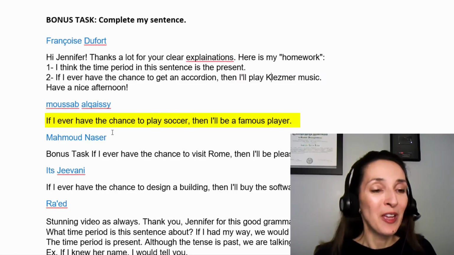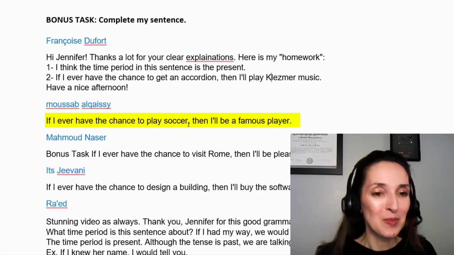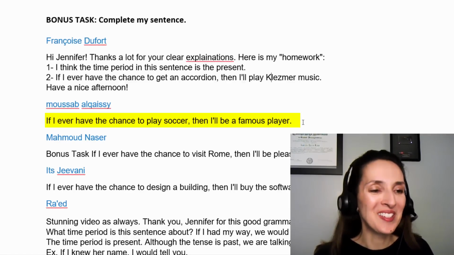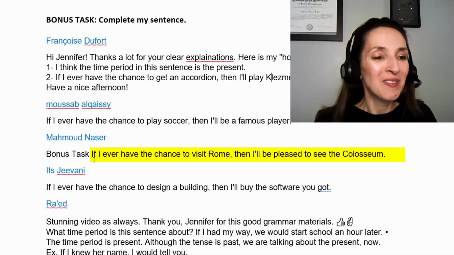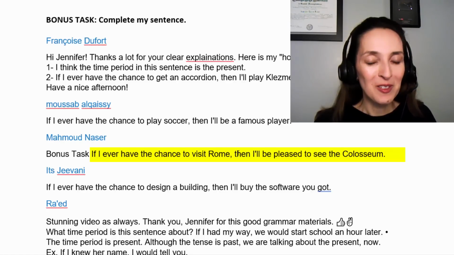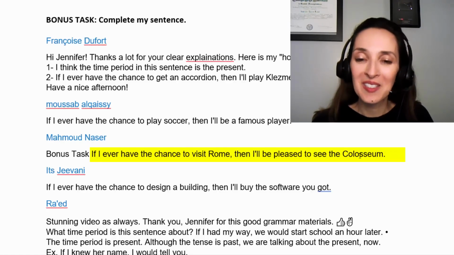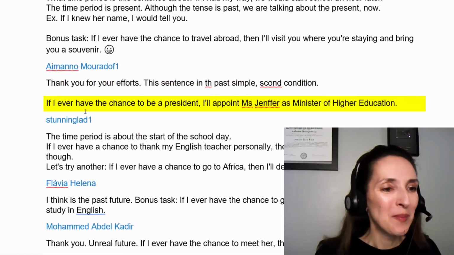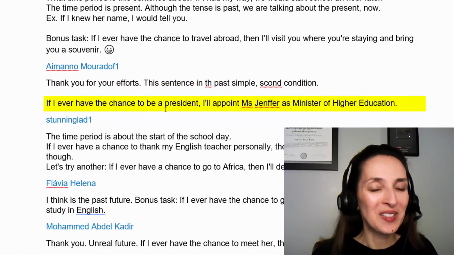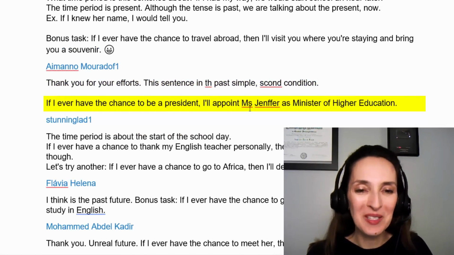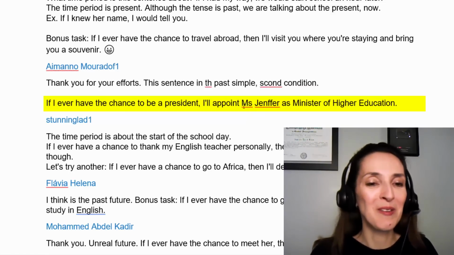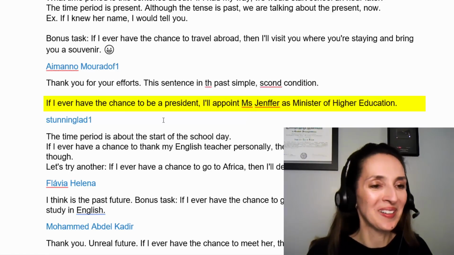Very good. If I ever have the chance to play soccer, says Musab, then I'll be a famous player. I hope you get that chance. Mahmoud wrote, if I ever have the chance to visit Rome, then I'll be pleased to see the Colosseum. Next, Imano wrote, if I ever have the chance to be a president, I'll appoint Miss Jennifer as Minister of Higher Education. Well, thank you for thinking of me for that honor.